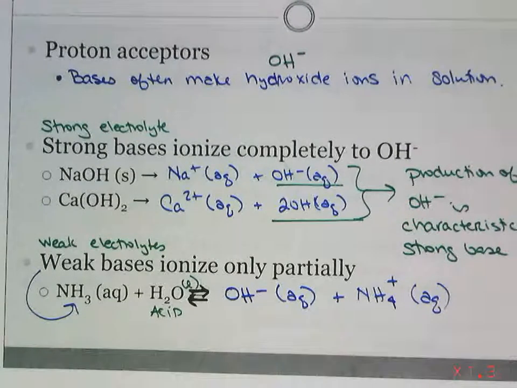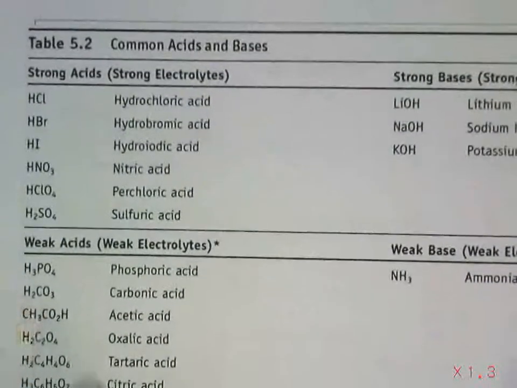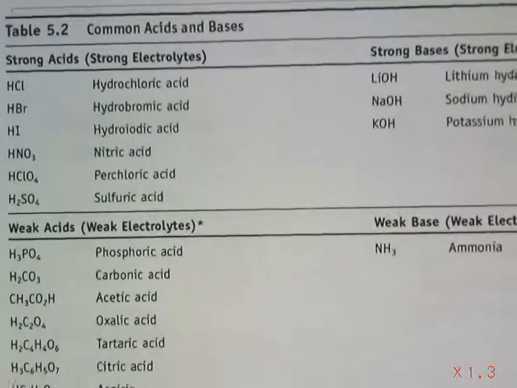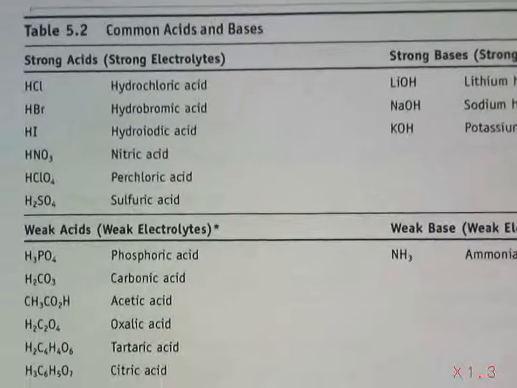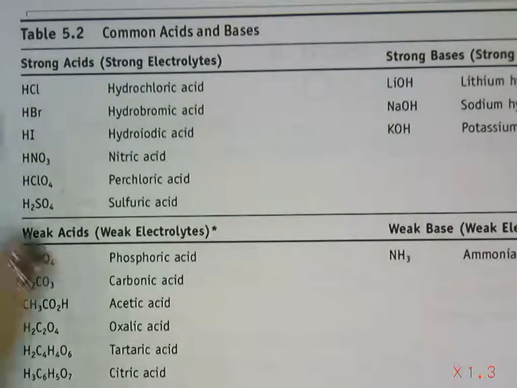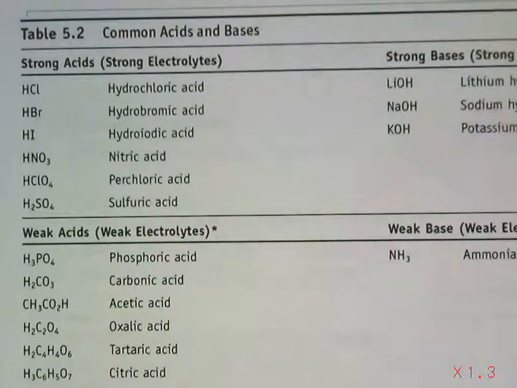Those are just basic definitions. This is also in your book, Common Acids and Bases. So here's my recommendation. There are 6 strong acids and 3 strong bases. If you know those 9 things, those are the only strong ones out there. So if you don't recognize it as a strong acid or a strong base, it must be weak.